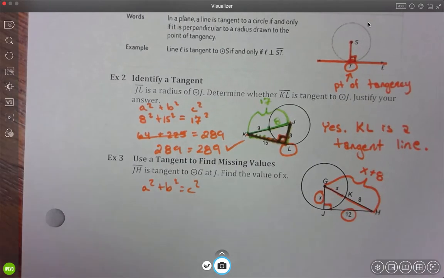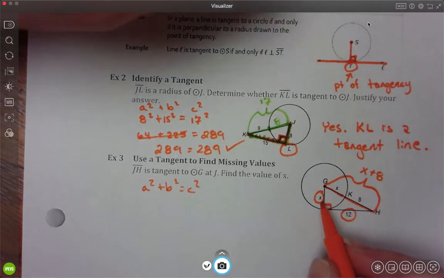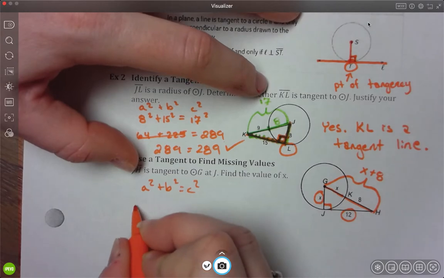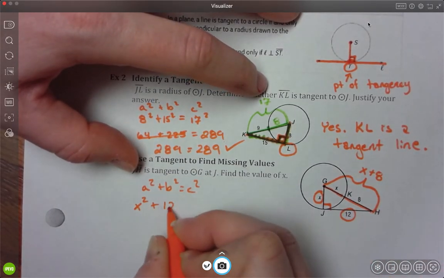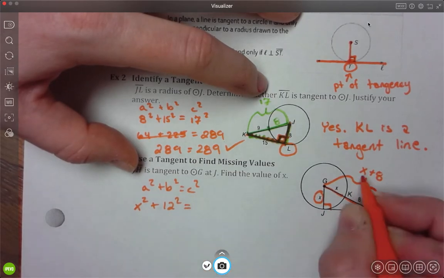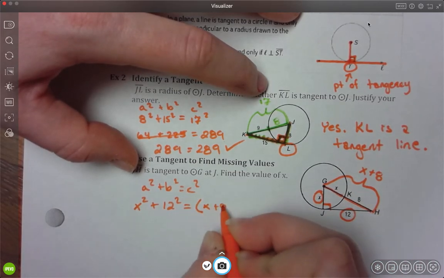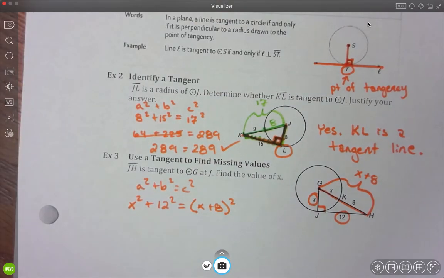So my first side, let's call x my a. So we'll call that x squared, plus b has to be 12, so that'll be 12 squared, equals x plus 8 squared, which is going to look kind of funny like that.